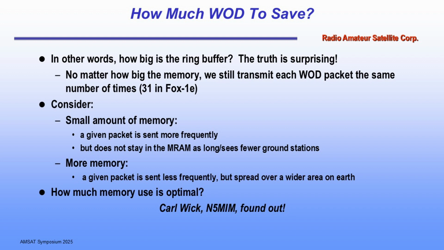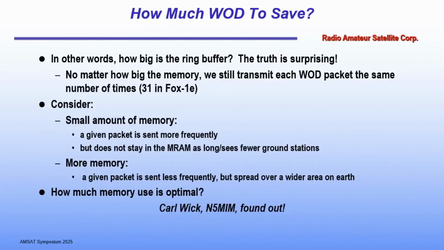But now the question is, how much whole orbit data do we actually get to save, or should we save? How much space of MRAM should we use? And the answer is surprising. It was surprising to me totally.